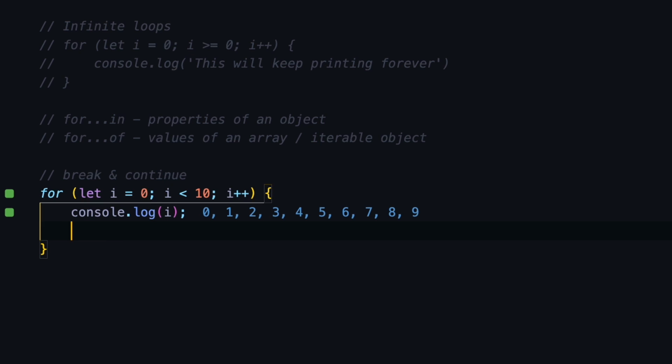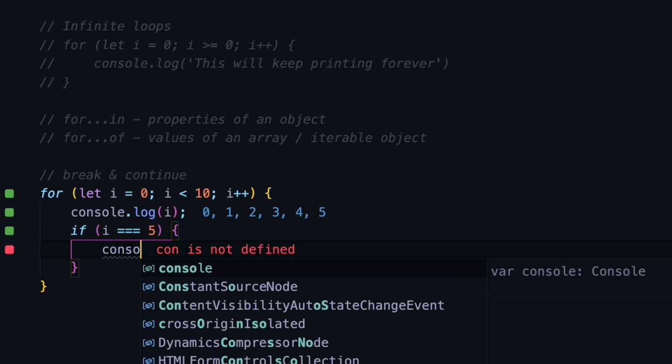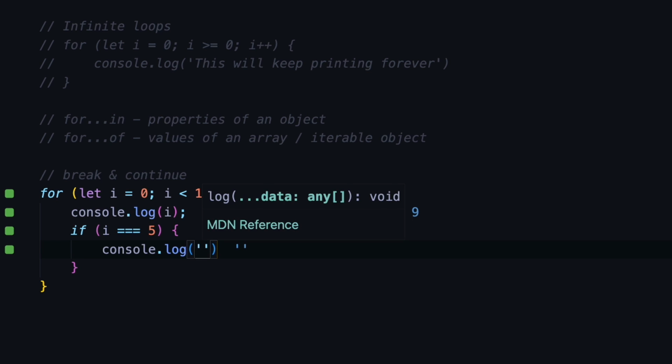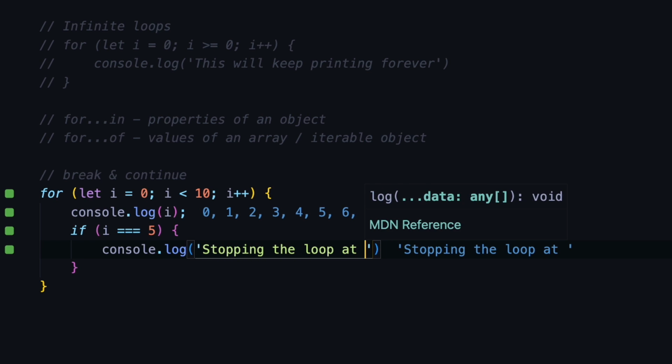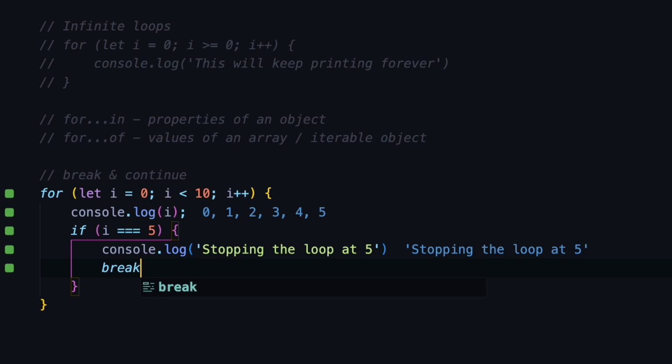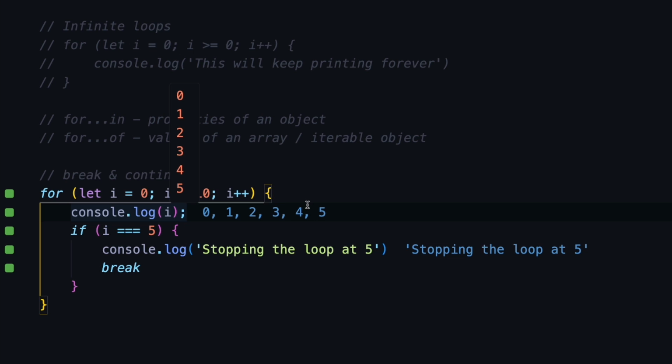We can set a condition that if i is equal to 5, and let's say in this case we want to exit out of this loop and we don't want to continue any further because we found the number we were looking for. We can set some console log message here saying stopping the loop at 5. And on the next line we can use the break statement and this will exit out of this for loop, which means that we will only log 0, 1, 2, 3, 4 and 5 numbers in the console and after that we will exit this loop. And that is how we can use the break statement in our for loops.